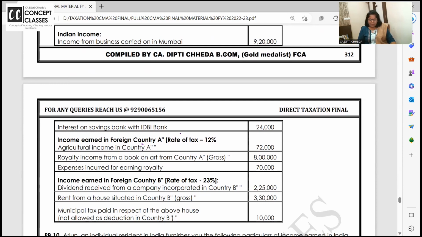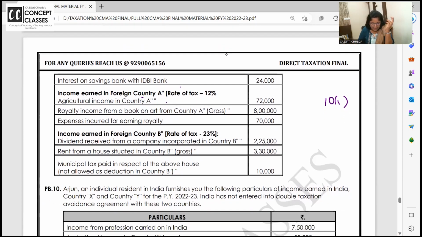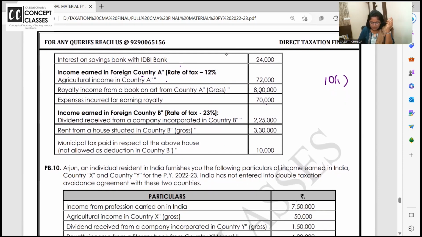He is paying 12% tax in foreign country A, and from there he has got agricultural income. I hope you remember section 10(1) says agricultural income is exempt if it is earned in India. If I have agricultural income in Bhutan or Sri Lanka, it is taxable under other sources. Royalty income from a book on art, 8 lakh. Expenses for royalty, and 80QQB का deduction भी मिलेगा. Dividend received from a company incorporated in country B. Rent from a house in country B.